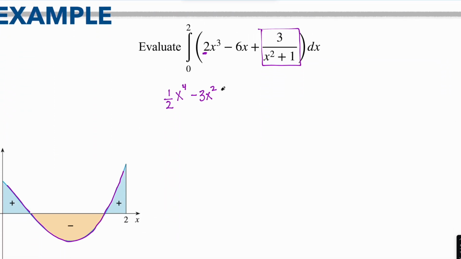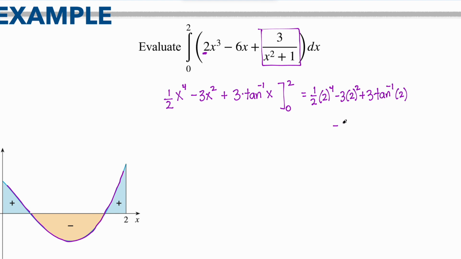So this will be 3 times the inverse tangent of x. And we're going from 0 to 2. So what we're going to do is we will have 1/2 times 2 to the 4th minus 3 times 2 squared plus 3 times the inverse tangent of 2, minus all of that at 0, because if you plug in 0 into every one of these, you actually do get 0.